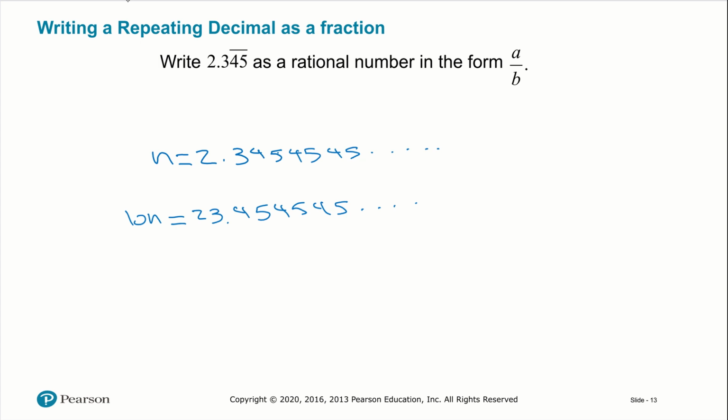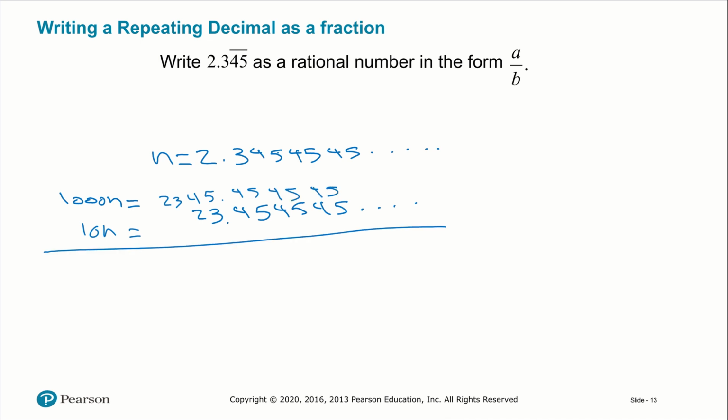So I'm also going to look at 1,000n. Notice that 1,000n is going to be 2, 3, 4, 5 point, and then 4, 5, 4, 5, 4, 5, right? Again, I always have to move this a little bit. So 1,000n is going to be, you got to make sure you line this up correctly. So 2, 3, 4, 5, and then 0.45, 45, 45. Now we have the scenario that we want, right?